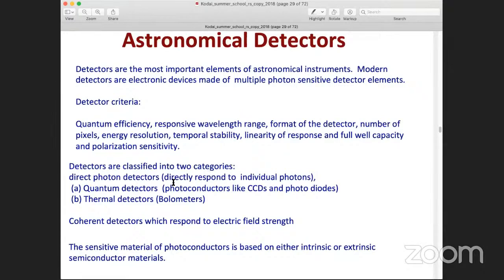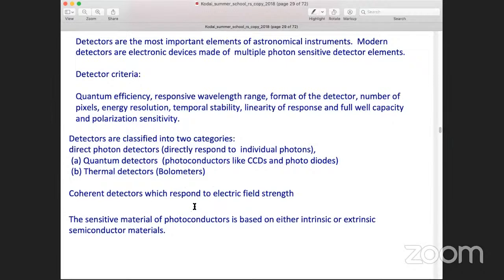Detectors are classified in 2 categories. Direct photon detectors directly respond to individual photons. These are photoconductors like CCDs and photodiodes. Thermal detectors respond to temperature. Coherent detectors respond, and this is in optical and infrared wavelength. For radio wavelength, we have coherent detectors which respond to the electric field strength, not directly to the photons. The sensitive material of conductors is based on either intrinsic or extrinsic semiconductor materials.